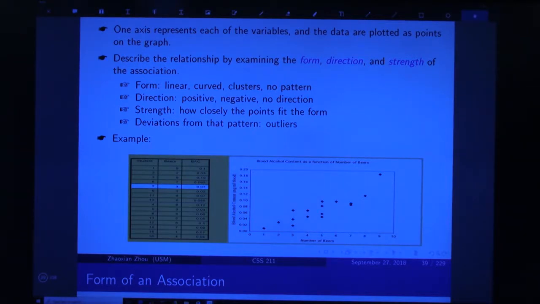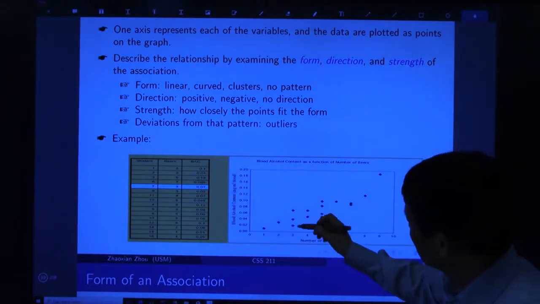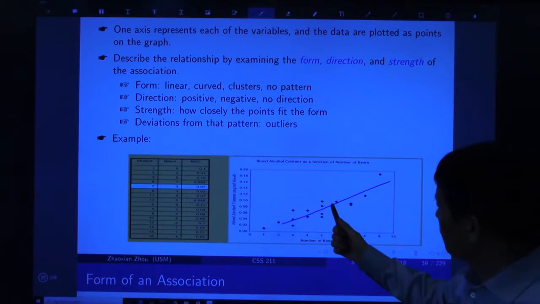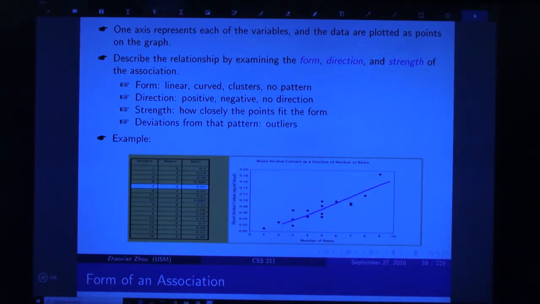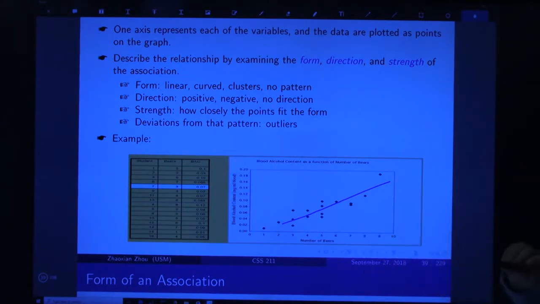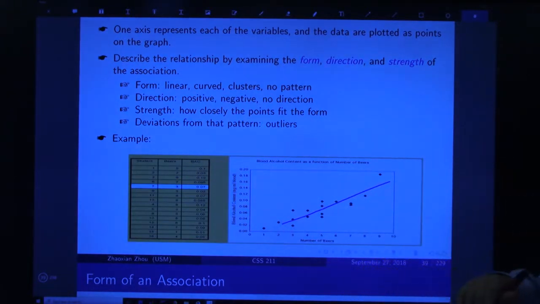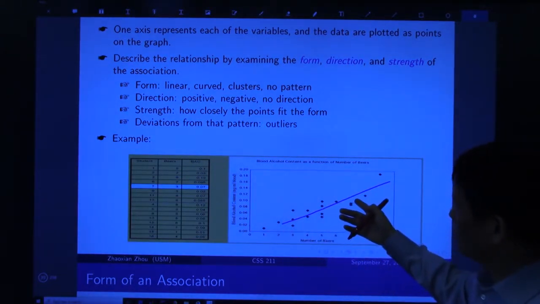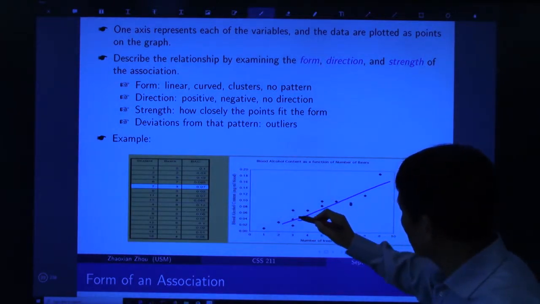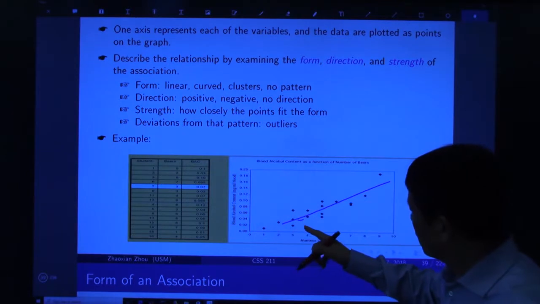The strength, again, if we know the form, in this case maybe linear like this, we need to look at whether all the points are on the straight line, or on the curve, no matter what the form is. In this case, not all the points are on the line. Some are very far away from the line. So we say this strength is weak. If the dots are very close or even perfectly on the line, then we call the strength very strong, as strong as, for example, 1.